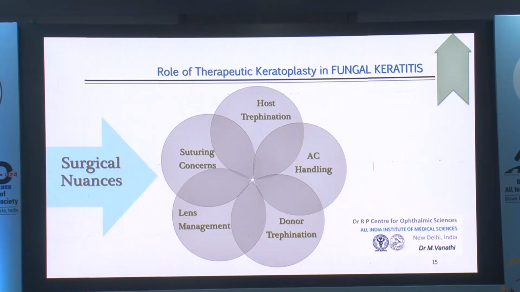Your lens, I largely would prefer not to handle unless it's a total cataract or an intumescent lens which you feel you need to remove, because that's going to compromise your anterior chamber depth after you've done your suturing. Donor trephination, as I told you, needs to be of adequate size depending on the final host window diameter, and that is something you need to take care of on your graft-host sizing. Lens management, again, do not take out your lens unless you really need to.